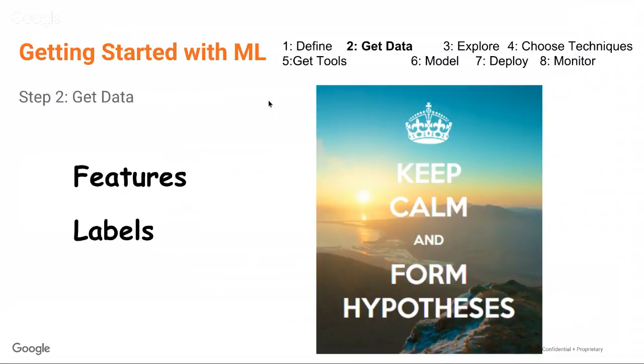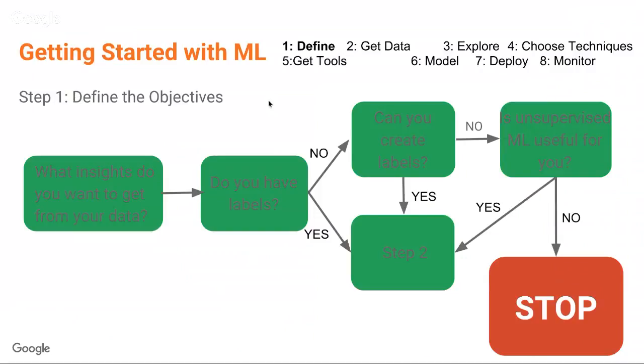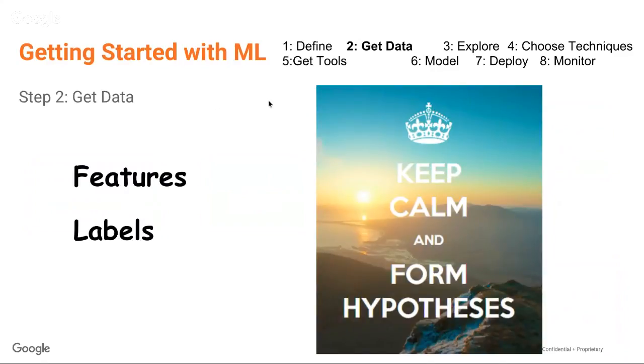Now, I'm going forward to step 2 because I have found out that I'm able to create labels, since I did not have labels earlier. Here, what I need to do is keep calm and form hypotheses. I need to find out what the features are and what the labels of those particular objects are. Let's say I'm building a classifier for a fruit, classifying whether it's an apple or not an apple.